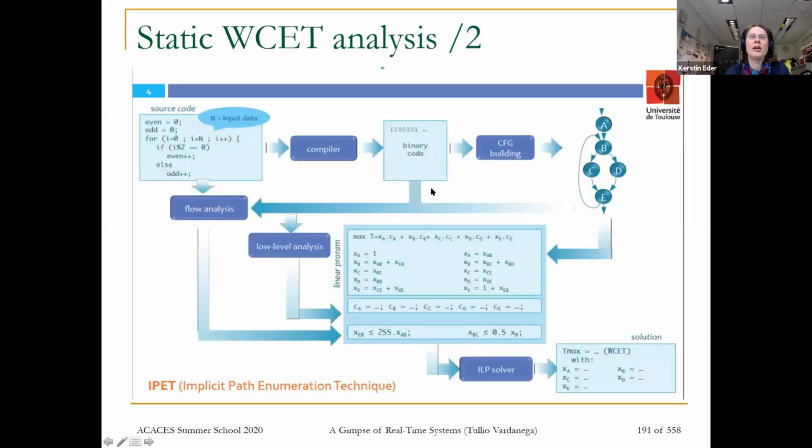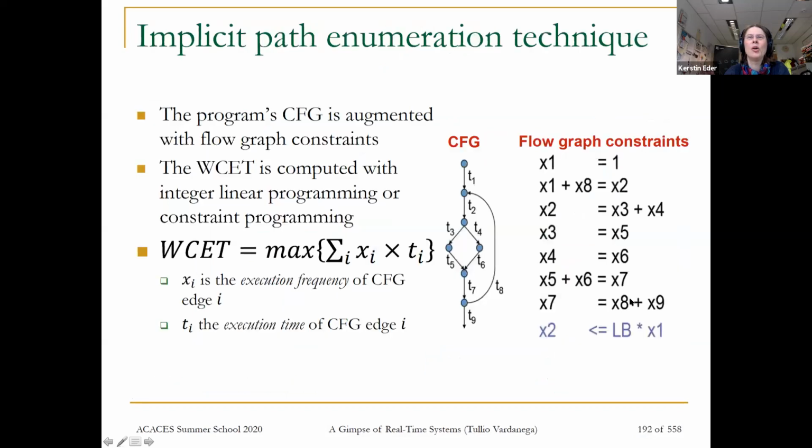You then go through the compiler, you've got your source code, you've got your input data, you build the control flow graph, you do the flow analysis, you do the low-level analysis, you formulate an ILP problem, and then you solve it, you get the worst-case execution time. Okay, all done and dusted. Implicit path enumeration again, shown here with the flow graph analysis and the maximization.